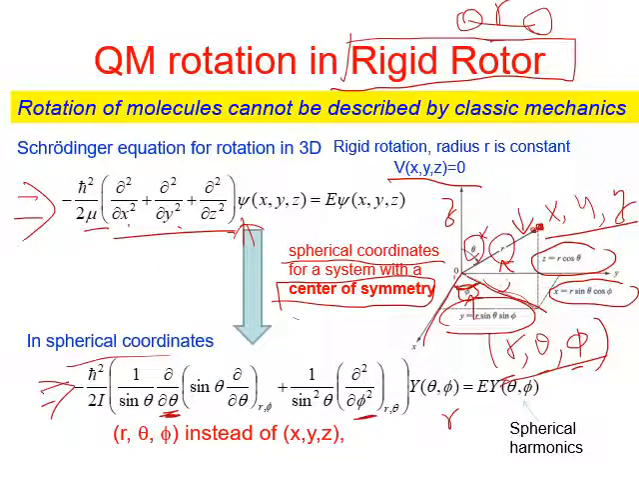Well, in rigid rotor, r is constant, so r doesn't change. The derivative is 0. Okay, so now you only have two variables. Essentially, we change the Schrödinger equation from three variables x, y, z to two variables, theta and phi, because r is a constant. So the wave function now includes only two variables. Both are angles, and this kind of wave function is called the spherical harmonics. The goal now is to solve the Schrödinger equation to find the spherical harmonics and allowed energies.